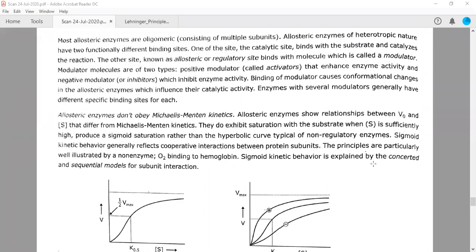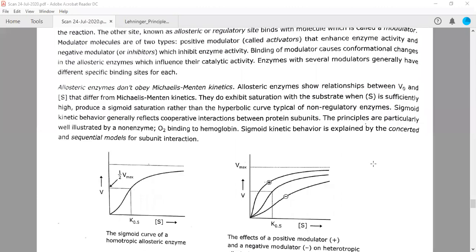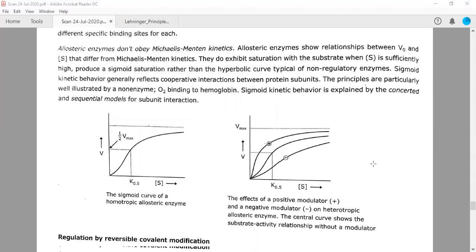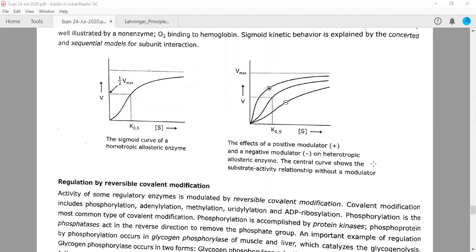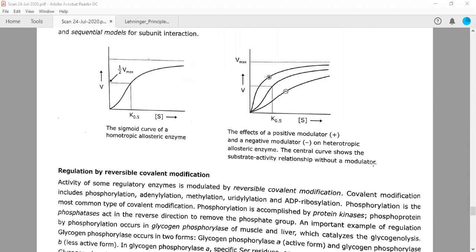Sigmoid kinetic behavior is explained by the concerted and sequential models of subunit interaction. I think you have been taught the sequential and concerted models by Nitin sir in your protein class. So there are two types of models: one is the concerted model, one is the sequential model. In the sequential model, the oxygen molecule will bind to each subunit sequentially in a fixed order.